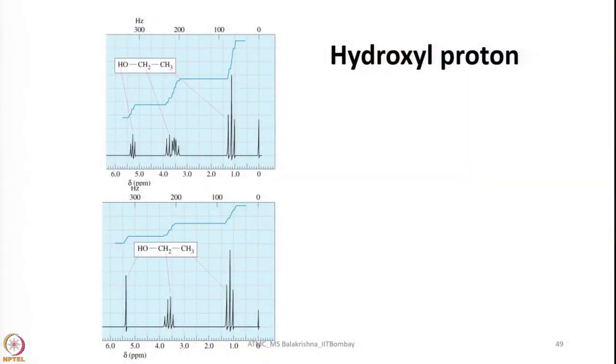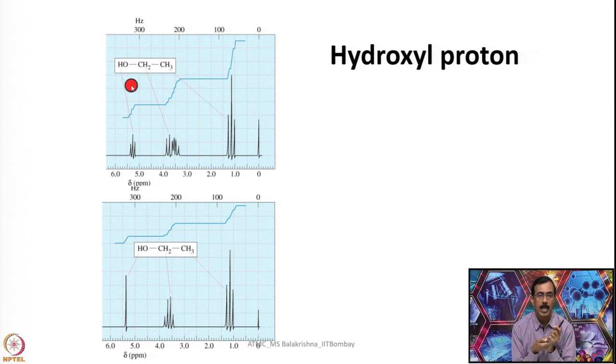For example, the hydroxyl proton, if you see here, we have taken ethanol. In ethanol, you can see this CH3 will show a triplet because of n plus 1. And then this one should show, strictly speaking, a quartet, but each quartet is split into a doublet. That means we are seeing a doublet of quartets, and that is because of the OH proton here. In very pure ethanol, if you take 100% pure ethanol, probably you can see this kind of thing, but rarely you will see it.